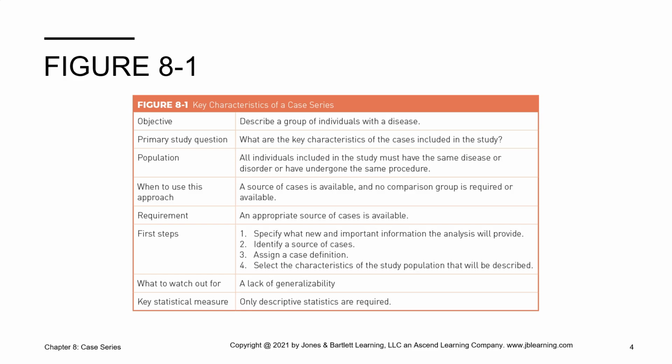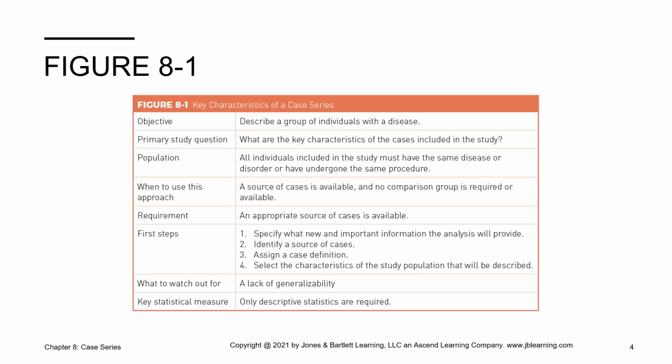Figure 8.1 goes over some key characteristics of a case series. The objective here is to describe a group of individuals with a disease. The primary study question could be something like, what are the key characteristics of the cases involved in the study? As far as population goes, it would include all individuals included in the study that have the same disease or disorder or undergone the same procedure. So you don't want to be comparing in a case series. You're just describing this one population.